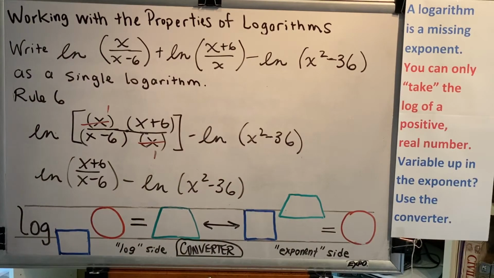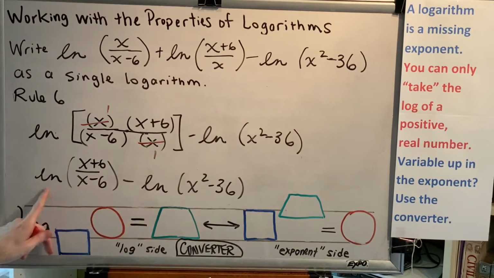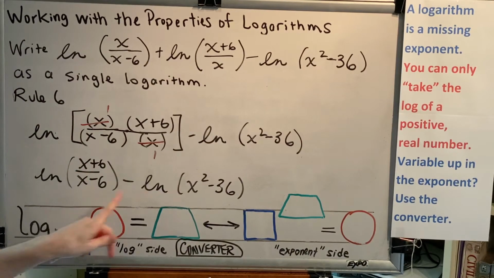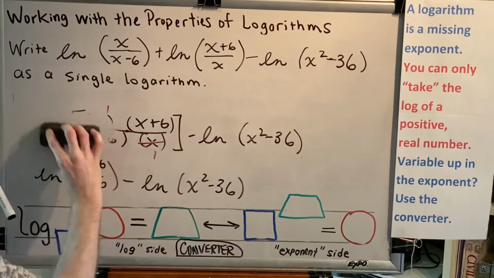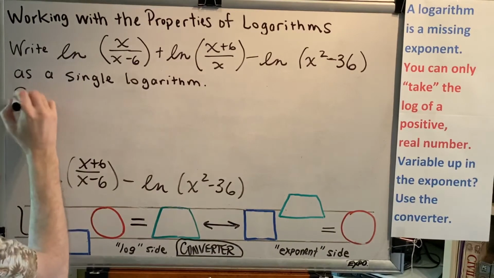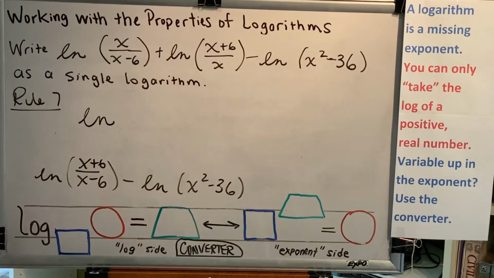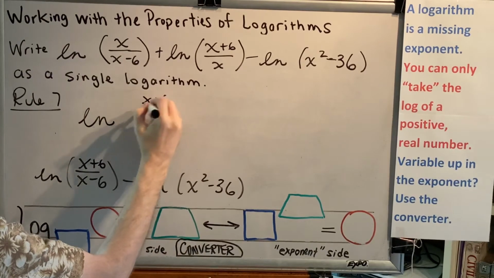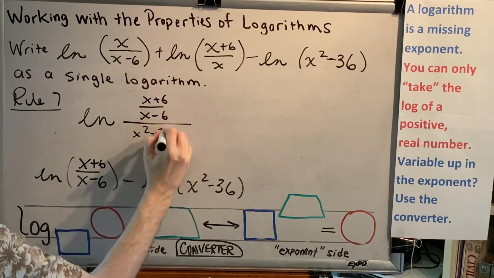Okay, now we're going to use Rule 7. Rule 7 says when two logs with the same base are being subtracted, you can combine them into one log using that same base. You just have to divide your two arguments. All right, so let's go ahead and do that. We're using Rule 7. And so we're going to get natural log of, we're going to divide this fraction by this difference. So I'll have x plus 6 divided by x minus 6, all divided by x squared minus 36.